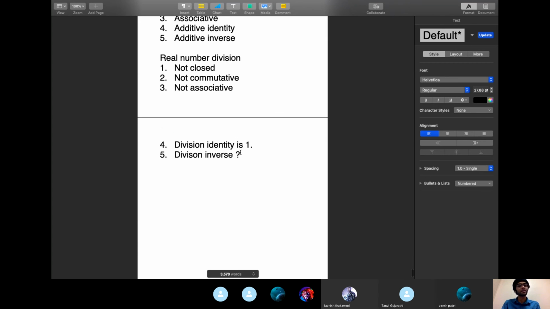So in this case, there should exist a number which we can divide a number by to get 1, because 1 is the division identity. For every number, the division inverse is the number itself, except for 0.